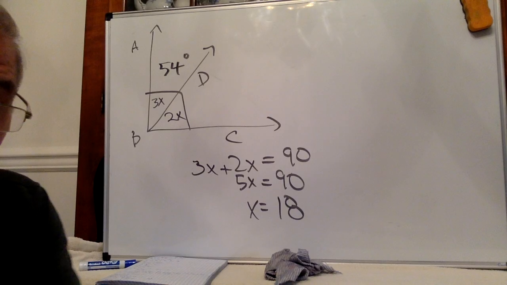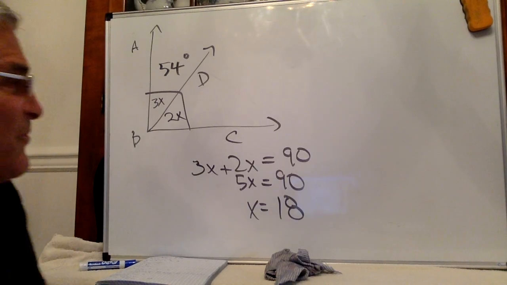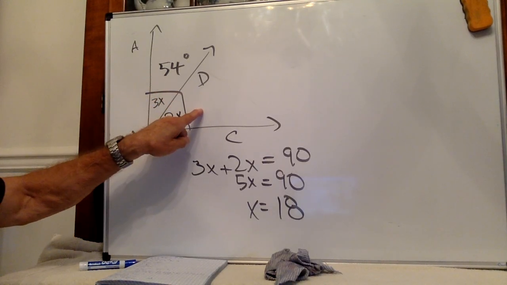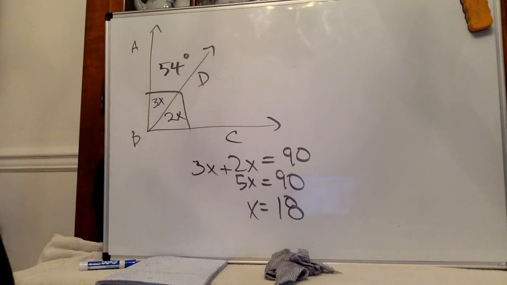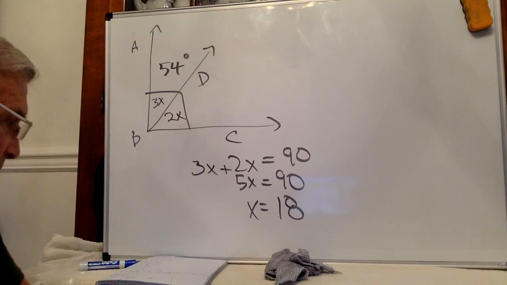Making the other one 36, because 54 and this angle have to add up to 90, so the other angle will be 2 times 18, or 36. Hopefully everybody understands that one now.